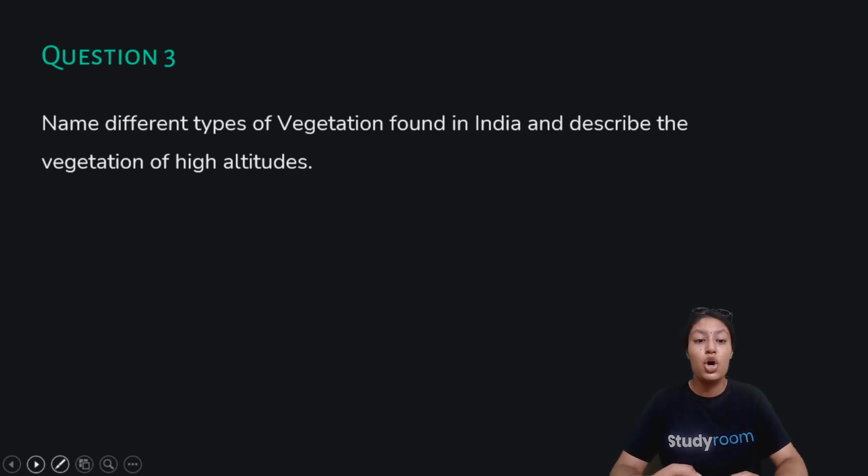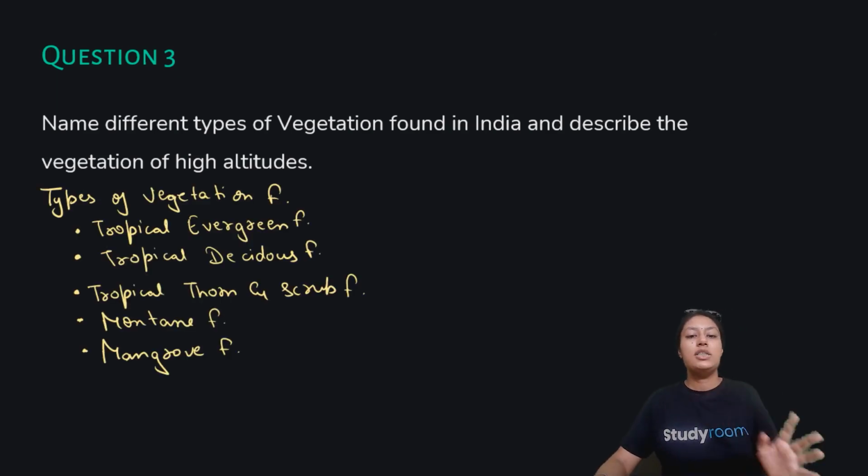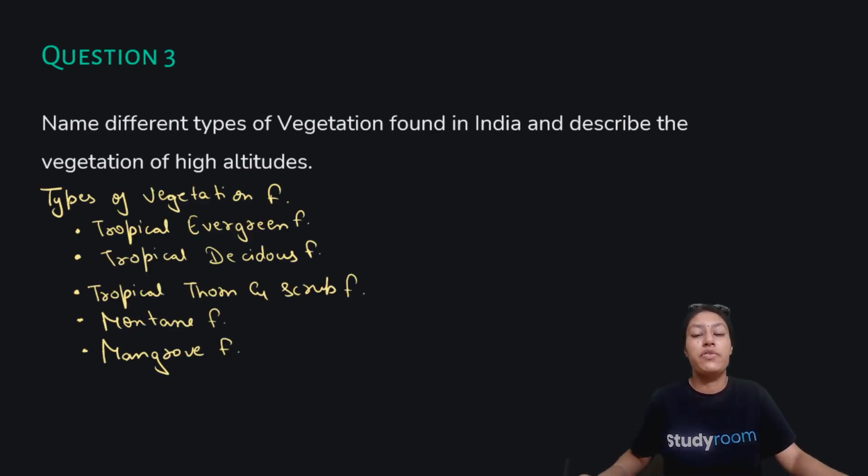Question number 3 is, name different types of vegetation found in India. Describe vegetation of high altitudes. Answering the first part, the different types of vegetation found in India are tropical evergreen forest, tropical deciduous forest, tropical thorn and scrub forest, mountain forest, and mangrove forest. Vegetation of high altitudes is mountain forest.